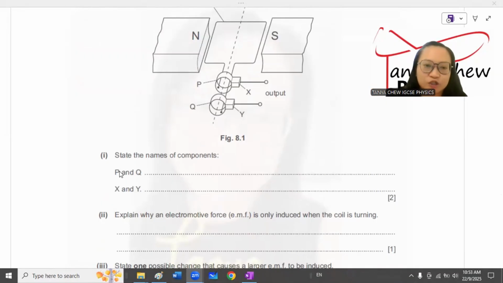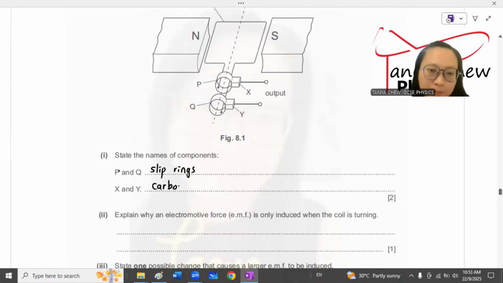So remember, in an AC generator, we use slip rings. There are 2 rings. And then X and Y are called carbon brushes. Carbon brushes connect the slip rings to the external circuit to complete the circuit and give any output. Could be a lamp, could be a resistor, etc.